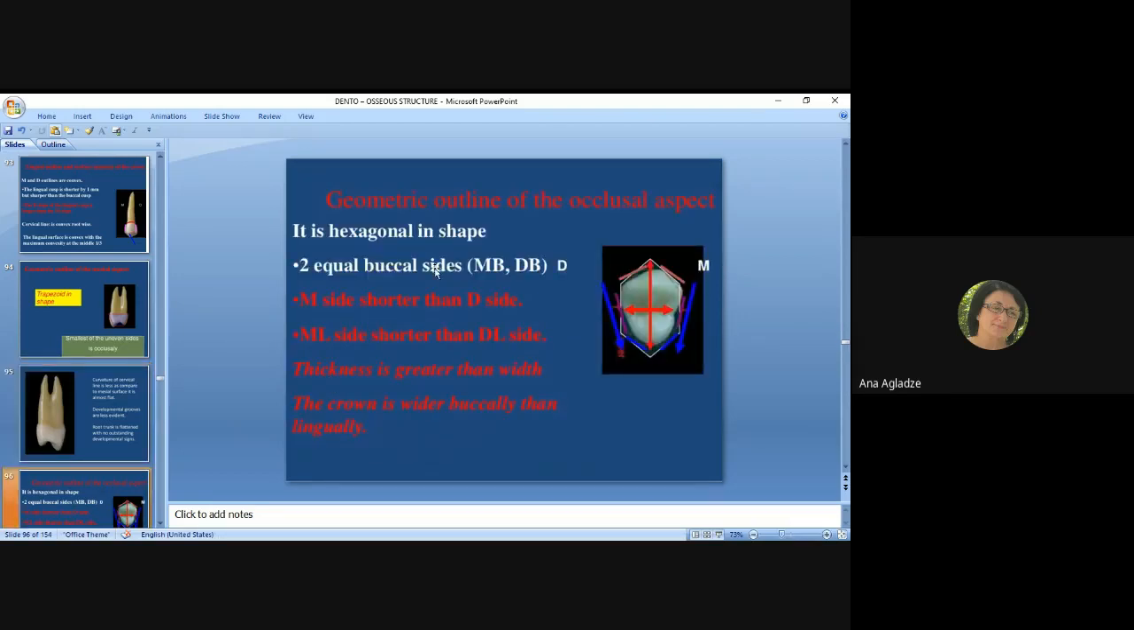And in occlusal aspect, you can see these two cusps. This is mesial, this is distal. It is hexagonal in shape, and it has two equal buccal sides here, mesiobuccally and distobuccally. And the mesial side is shorter than the distal side. The thickness is greater than width. The crown is wider buccally than lingually.